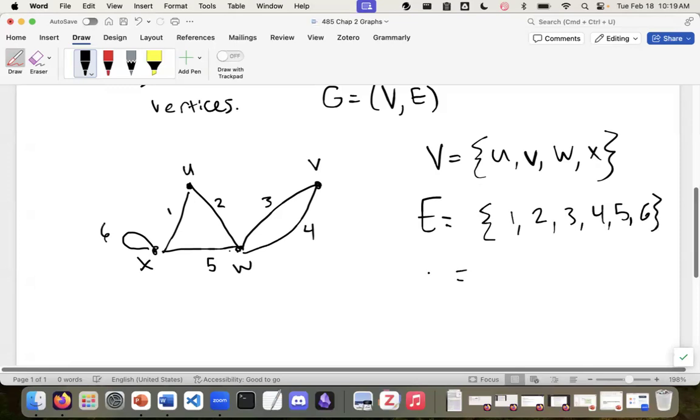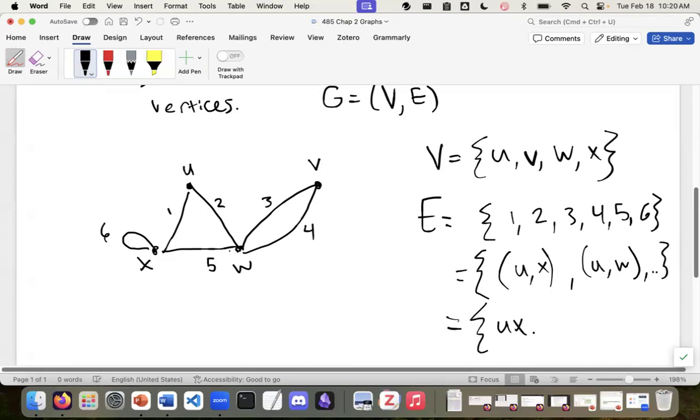Another possible way, which you'll see, is we can write them as pairs. So if we didn't want to number all of them, we could write them as like U and X, that's one pair. U and W, that's another pair, and so on. Sometimes it gets kind of tedious to write parentheses, comma. And so another way of doing this is to just say UX is one pair and just write the names of the vertices, smush them next to each other.